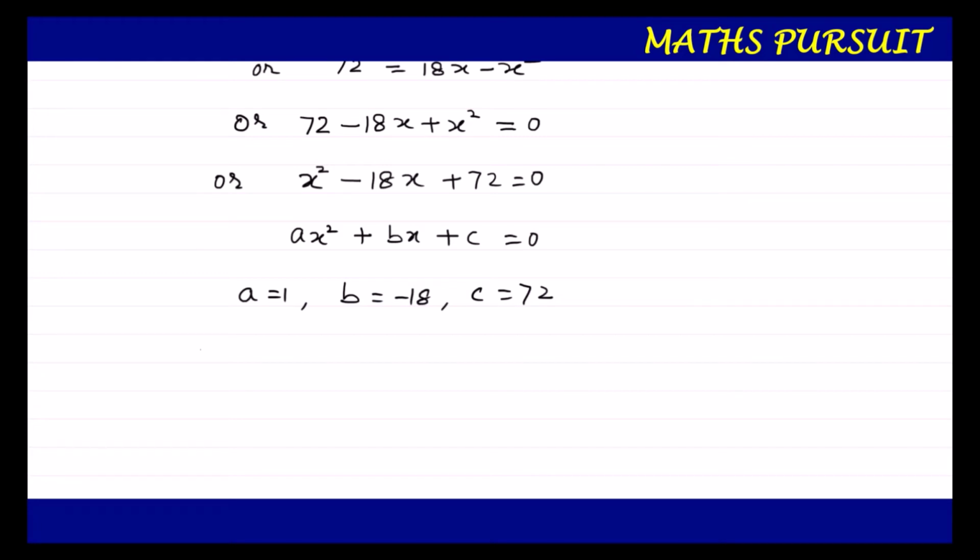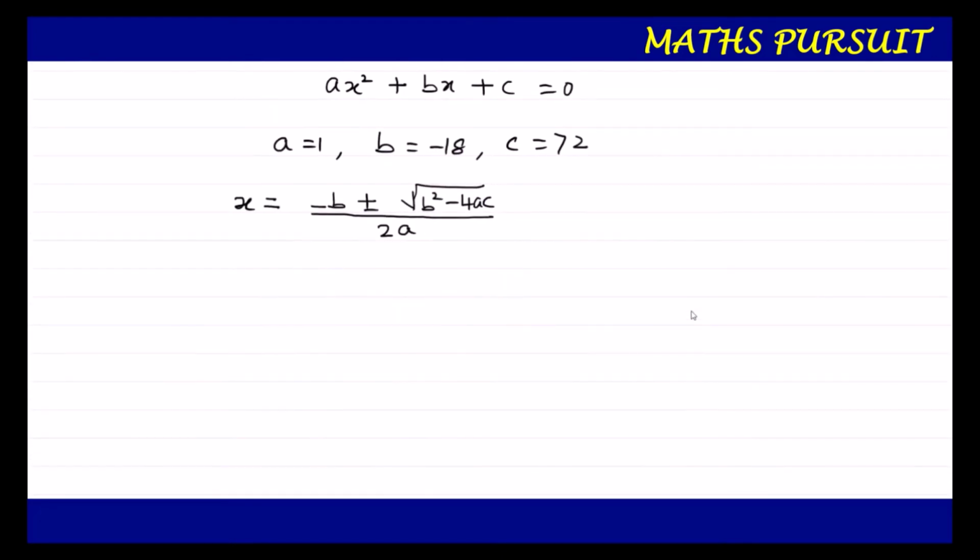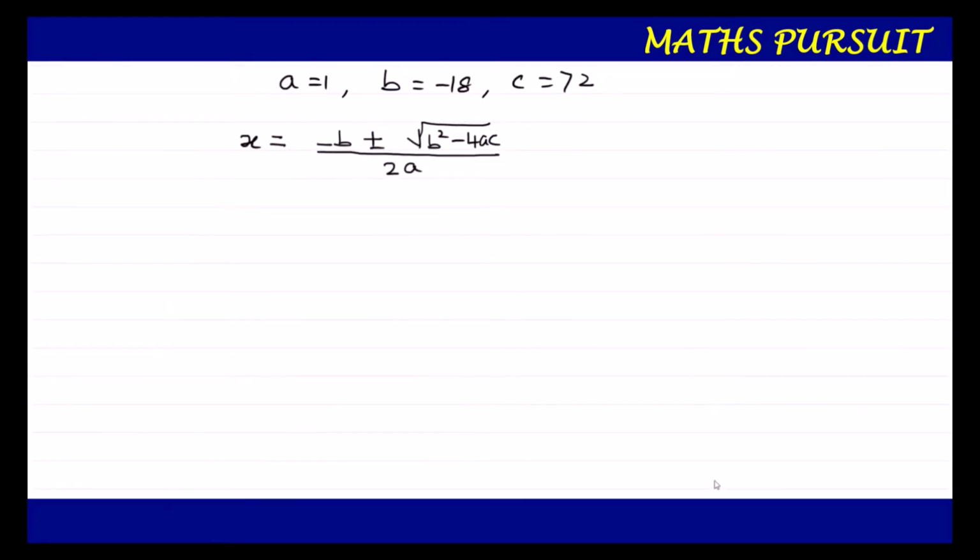Now we very well know that the quadratic formula is x = (-b ± √(b² - 4ac)) / 2a. Hope guys, we know by this time what the quadratic formula is. First I am going to find the value of b² - 4ac, then I will put it into the quadratic formula and get the values for x.